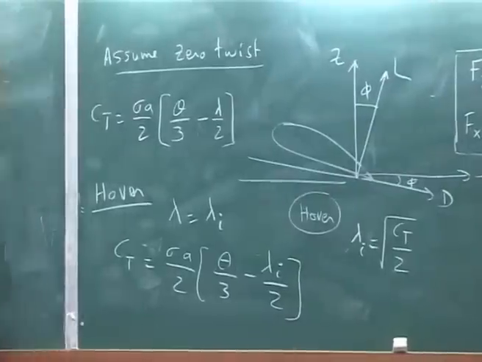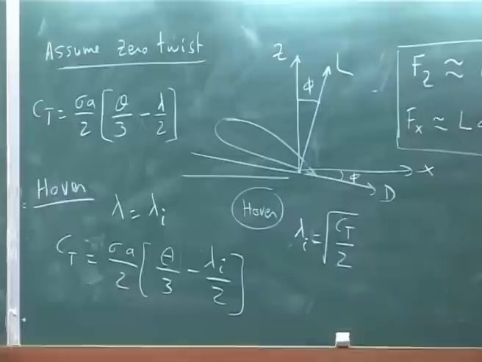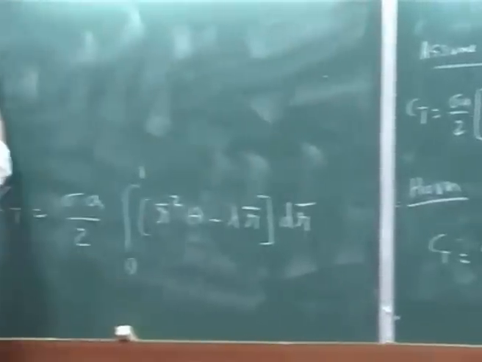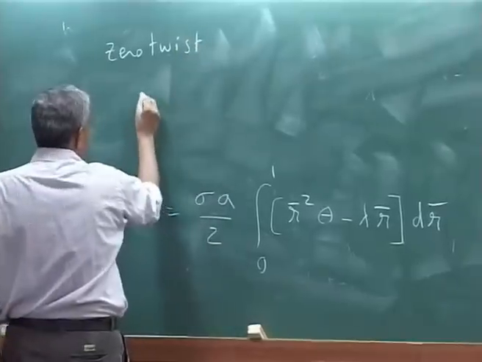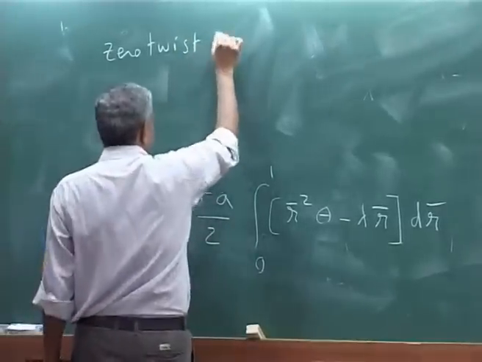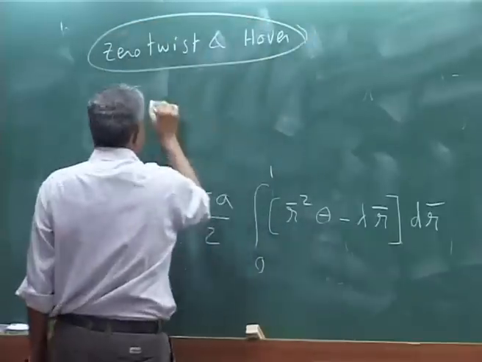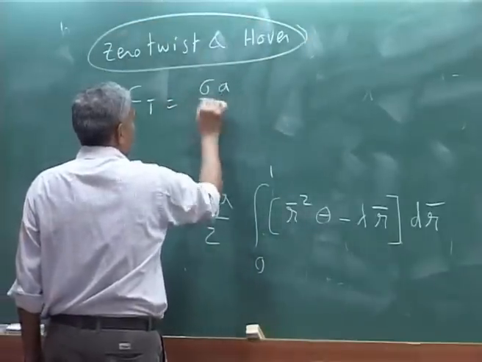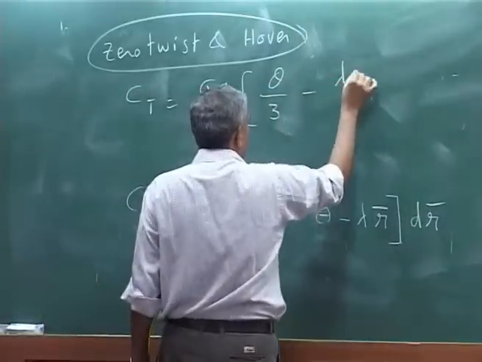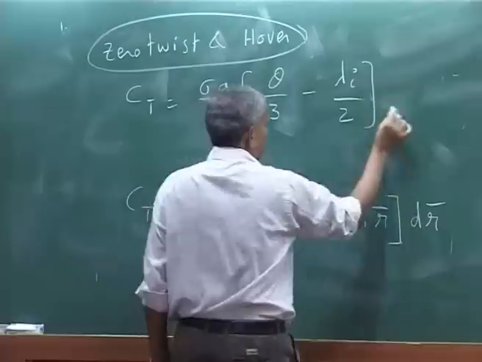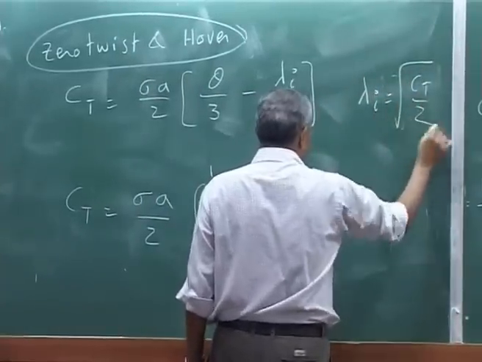Now I will just compile this stuff and then write it here. Later we will see the twist part, right now untwisted, zero twist. So I have Ct, zero twist and hover, please understand, because I am doing both. Ct becomes sigma A over 2, theta over 3 minus lambda I over 2, and lambda I from momentum theory is the root of Ct over 2.